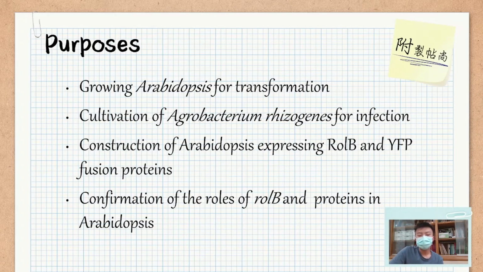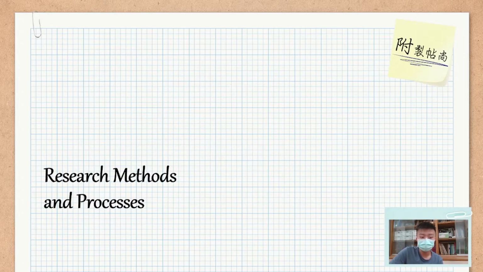There are 4 purposes in this research. First, growing Arabidopsis for transformation. Second, cultivate Agrobacterium rhizogenes for infection. Third, construct Arabidopsis expressing rolB and YFP fusion proteins. And last, confirm the roles of rolB and the protein in Arabidopsis.